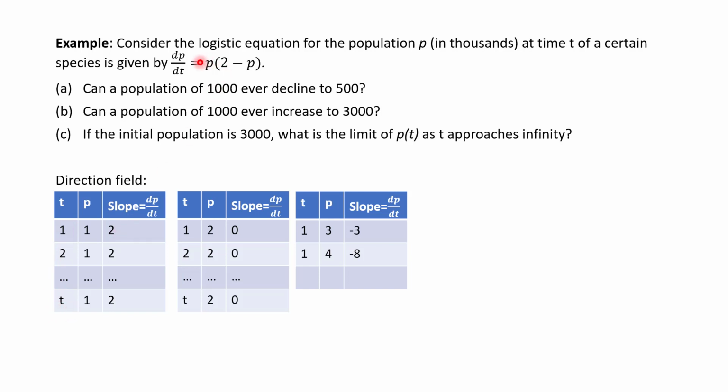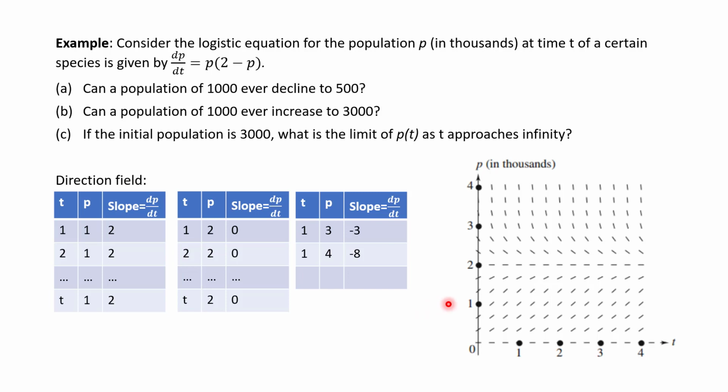If we plug into our derivative formula, notice the only number we actually need to plug in is P. Even though time t is changing, when P is 1, we plug in and get that the derivative is 2. If we change to a new P value, say P is 2, the derivative is 0. When P is 3, the derivative is -3. When P is 4, the derivative is -8. If we plot these points and draw little line segments, notice what we get. This is a direction field.